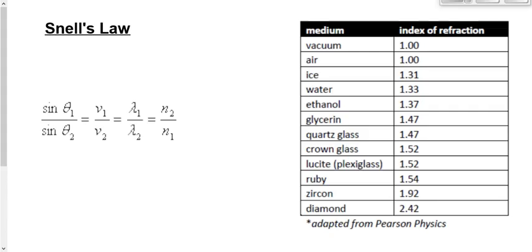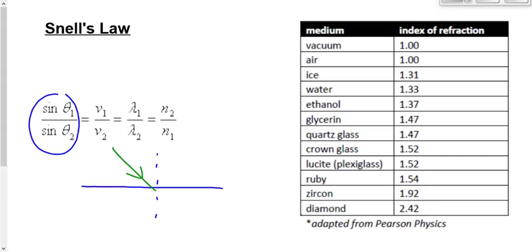The equation that we use to describe the bending of the light when it goes from one medium to another is called Snell's law. It's got 4 parts to it, but the good news is you only ever need to use 2 parts. Part number 1 is the ratio of the sine of the angles. So if we have a ray of light going from medium 1 to medium 2, we'll call this theta 1 and this theta 2. The angle of incidence, the angle of refraction.